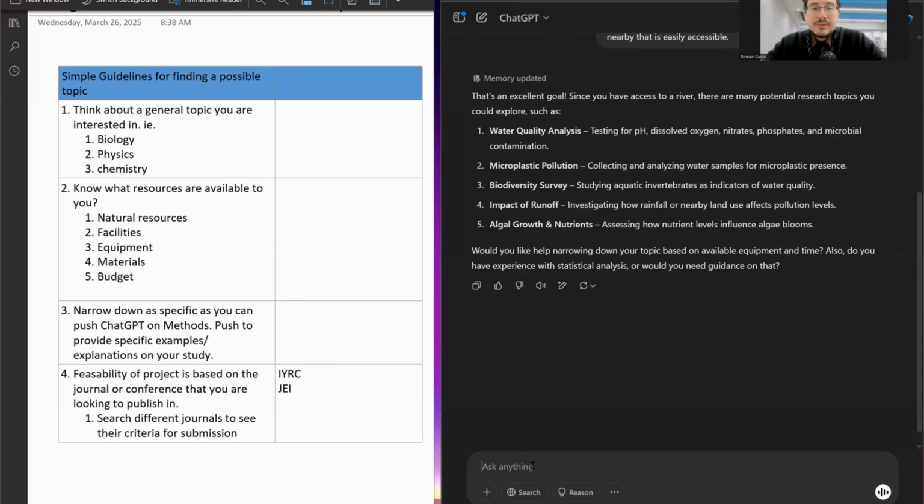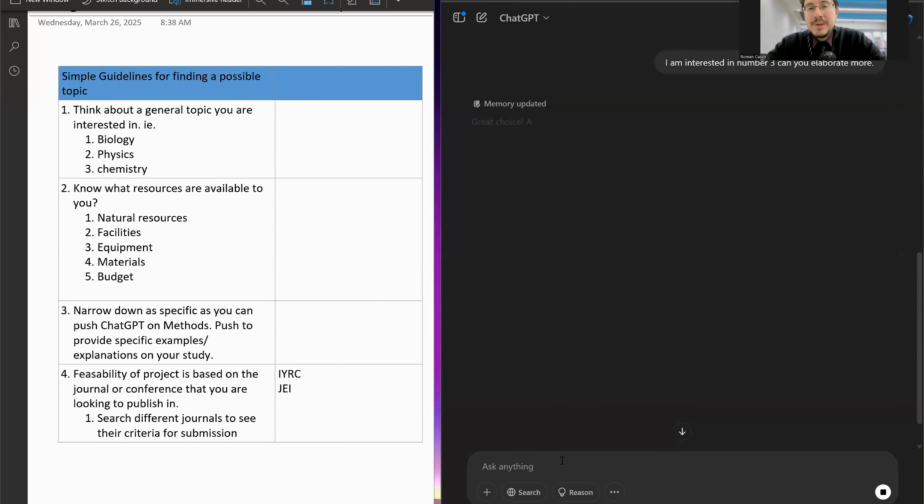So let's say you would like to do a survey of number three. You want to get into biodiversity, right? You want to see what kind of critters are inside of the water. Let's say I am interested in number three. Can you elaborate more?